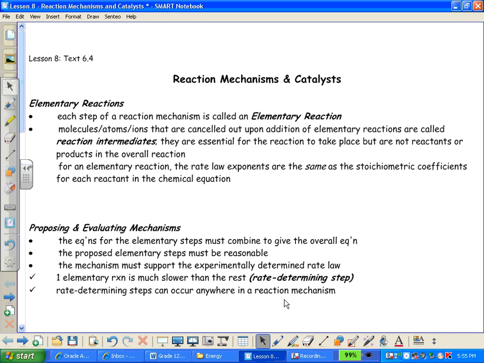Okay, welcome to Lesson 8. This can be found in your textbook in Section 6.4. So today's lesson, we're going to talk about reaction mechanisms and catalysts.